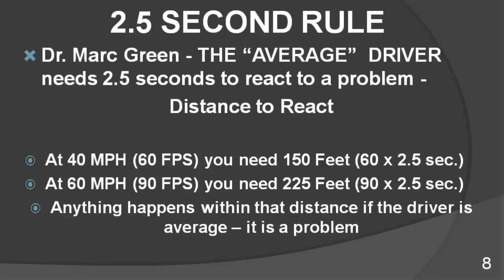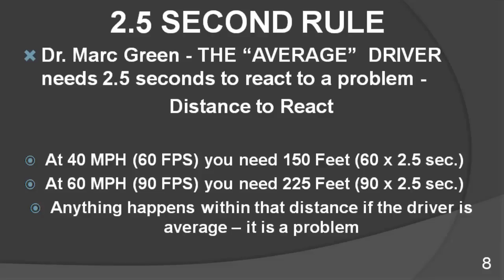At 80 miles an hour, you'd be traveling 120 feet a second. Multiply that times 2.5, you would need, at 80 miles an hour, 300 feet, the length of a football field, to react to the problem. That is if you're average. So what does this mean?